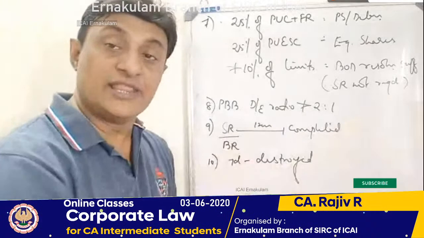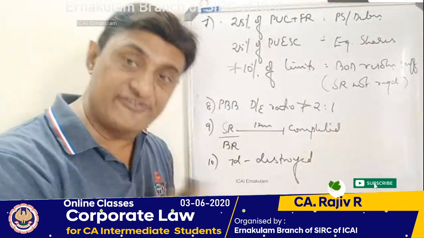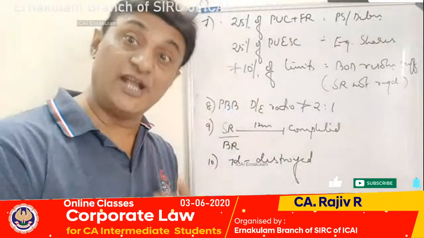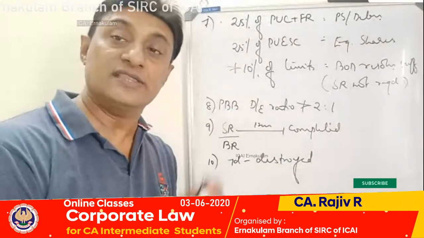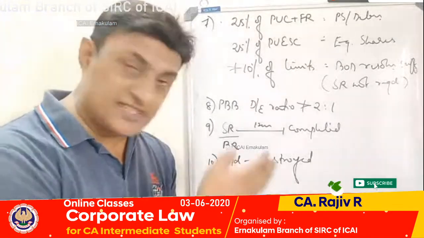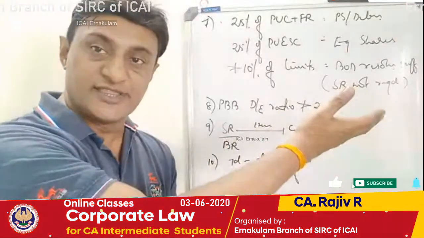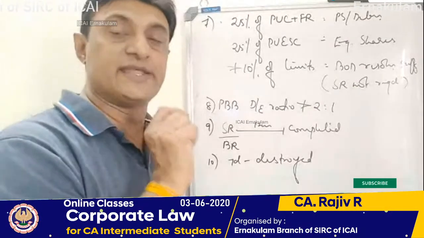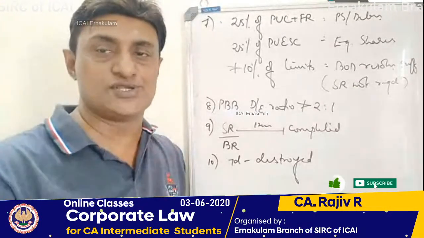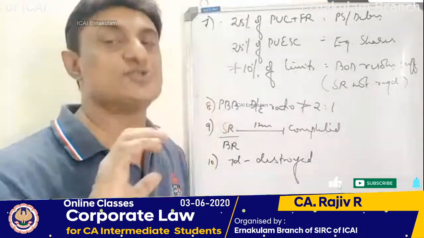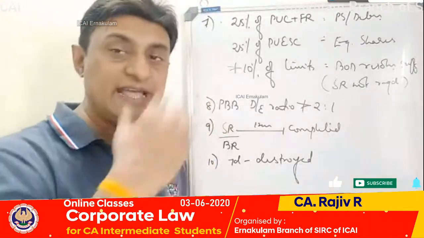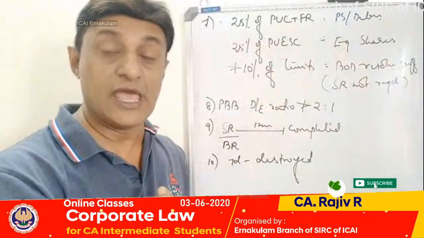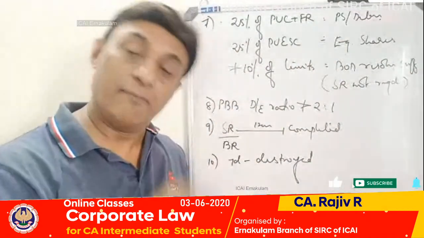Physically destroyed. The securities bought back shall be physically destroyed within 7 days, and the details must be filed with the registrar that this has been done. So from the last date, even I told you this for issue also. Issue of share capital is not an overnight affair. It takes time. Similarly, redemption takes time. Exit option takes time. Buyback takes time.